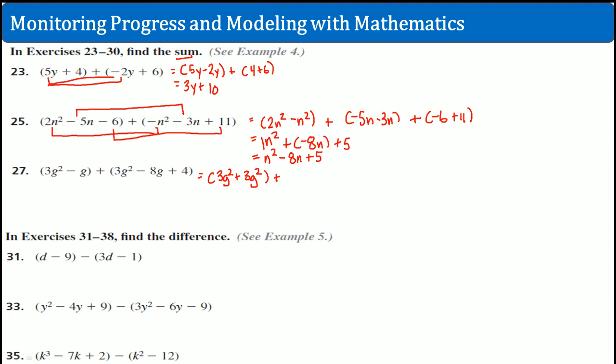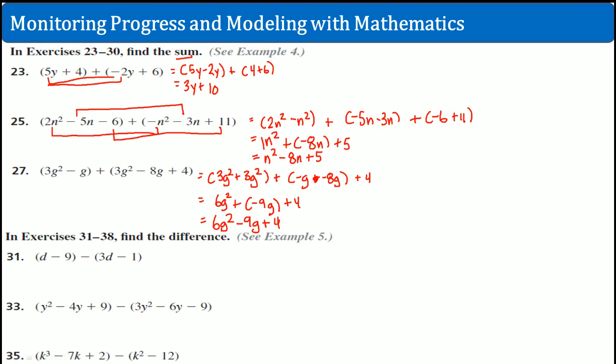Plus, you have a negative g plus another negative 8g. So negative g plus, oops, that should be negative 8g, and plus 4. All right. So this becomes 6g squared, 3 plus 3, right? And it's still second degree, plus negative g and negative 8g. That becomes a negative 9g and a plus 4. So that becomes 6g squared minus 9g plus 4. Is that right? Yep. Good.